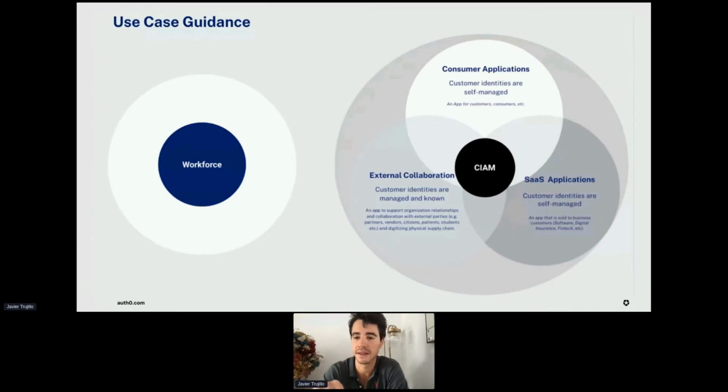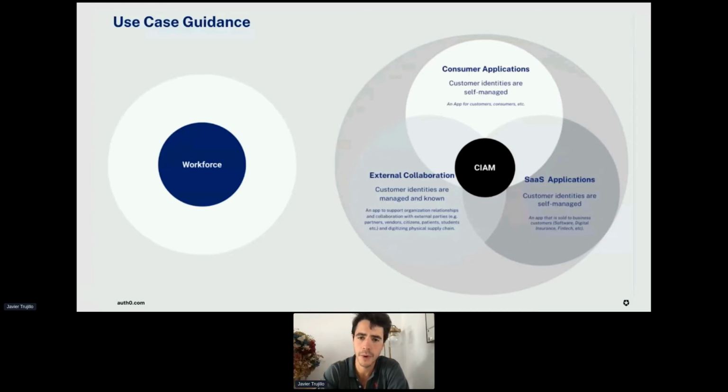That's the SaaS applications. This is people who are building applications not for the consumers, but for the businesses. An example would be Zoom, Workday, Salesforce. This will be the B2B part of it. And you can look at these SaaS applications as the other side of the coin of workforce. You log in as workforce into a SaaS application, but someone else is building those applications.